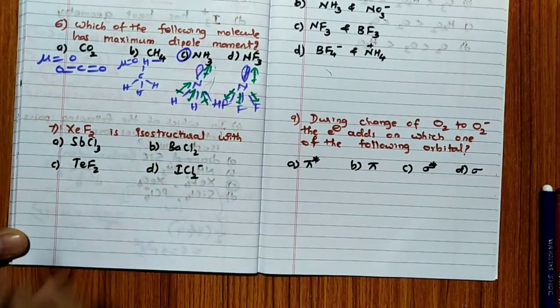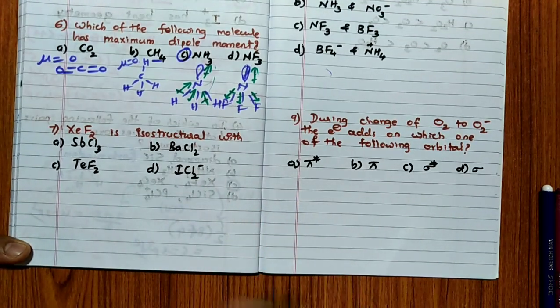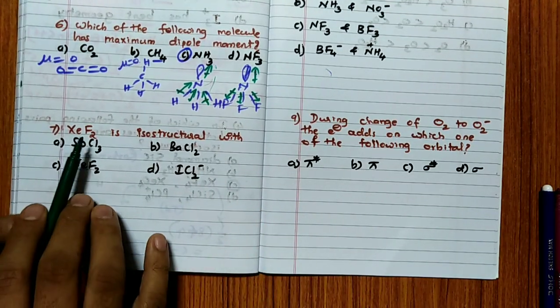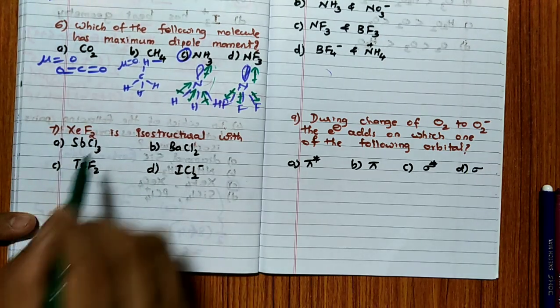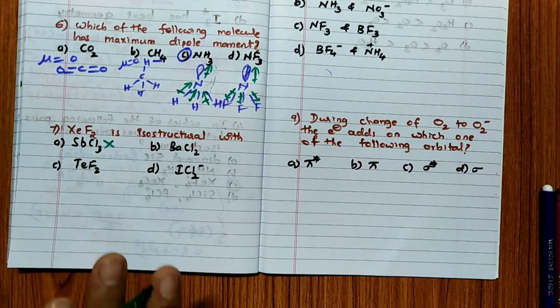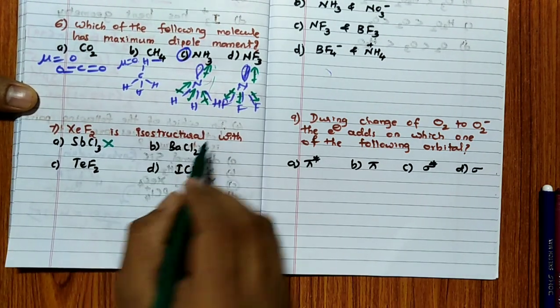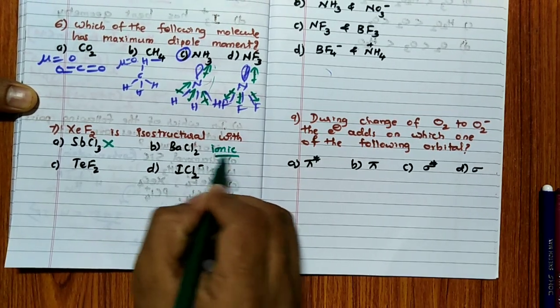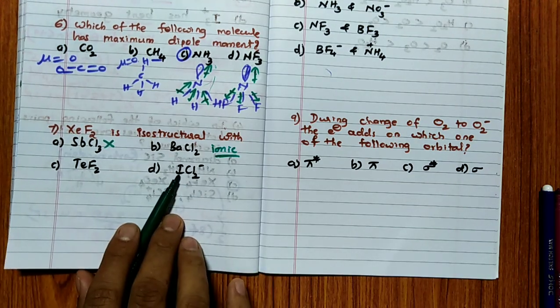Then, HCF2 is isostructural with. See, one small hint: surrounded by 2 means the answer should also be surrounded by 2. Hence this will never be the answer, first you can remove it. Correct? Now you can say this is BaCl2, an ionic compound. Ionic compound, hence it does not have any structure, so you can leave it. Then tellurium and this, I.